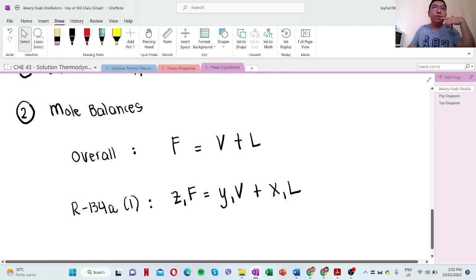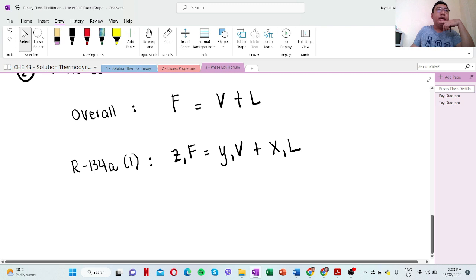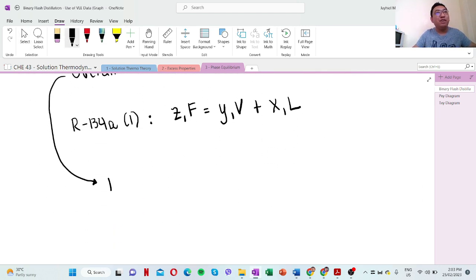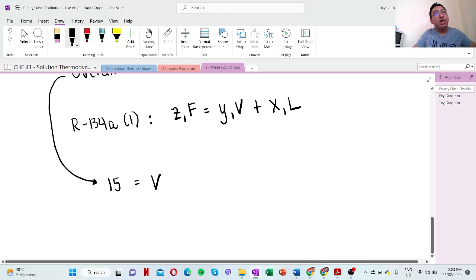We can actually substitute the amounts in advance. Can we do that? Is it possible? Yeah, but okay, let's do this. I feel kind of lazy to write. We have here 15 is equal to V plus L. This is equation 1. And then for equation number 2, let's just write equation 1.